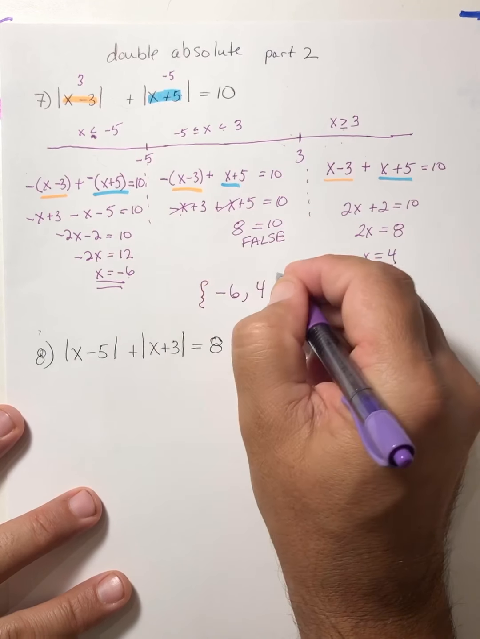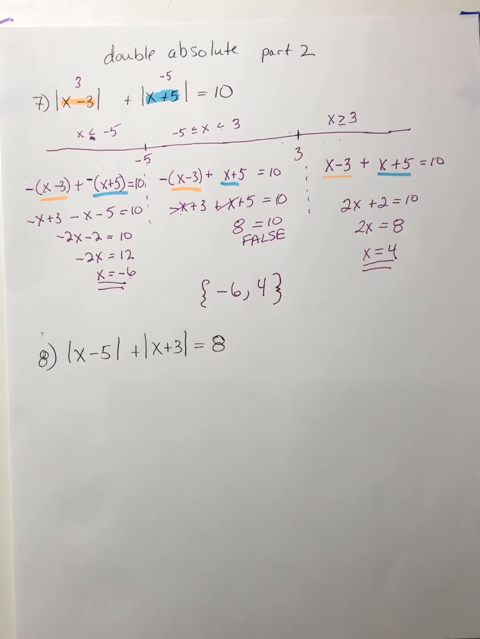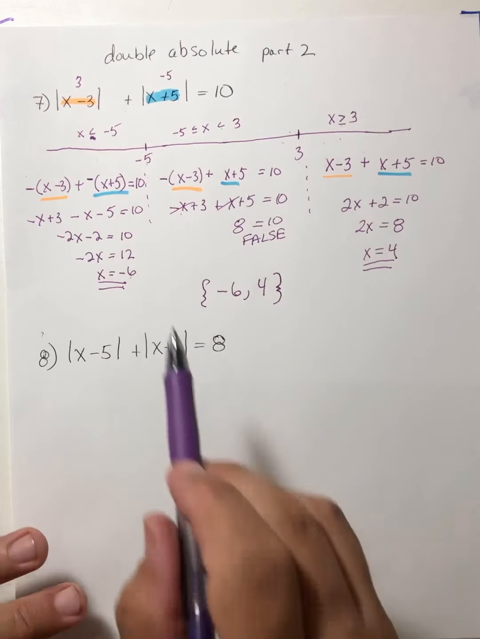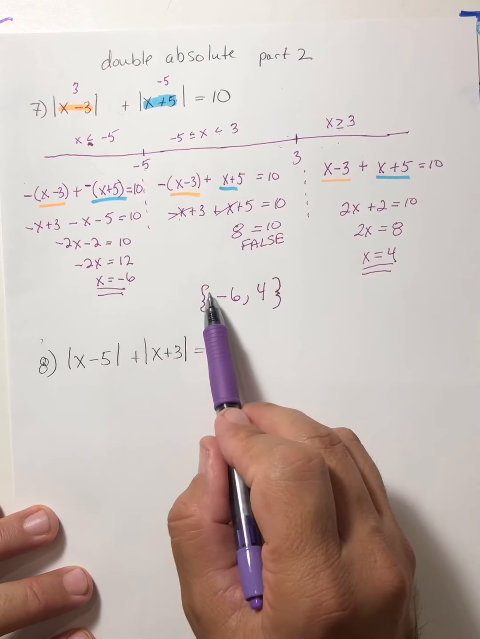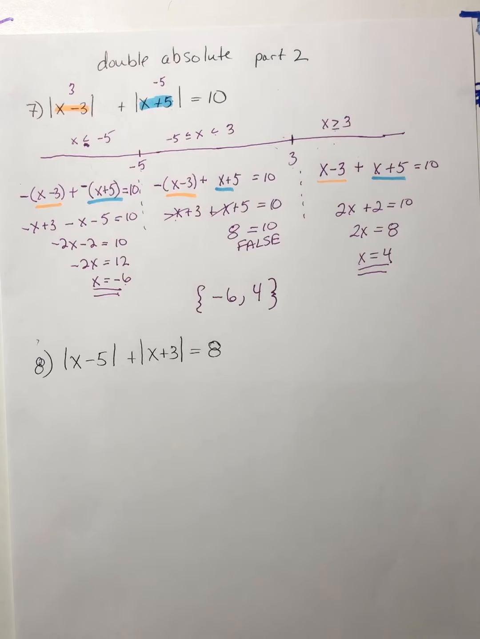Two answers, negative 6, comma 4, using your fancy squiggly brackets for our sets. Okay? X equals negative 6, x equals 4. It's the fancy squiggly brackets. This is not interval notation. All right, done.